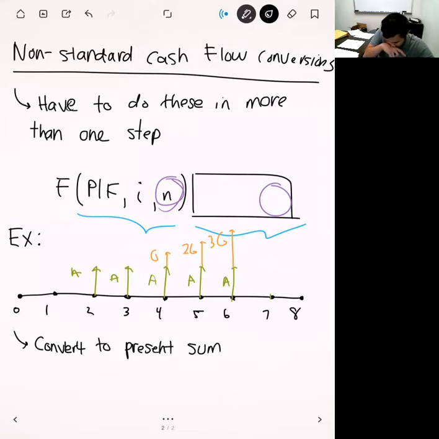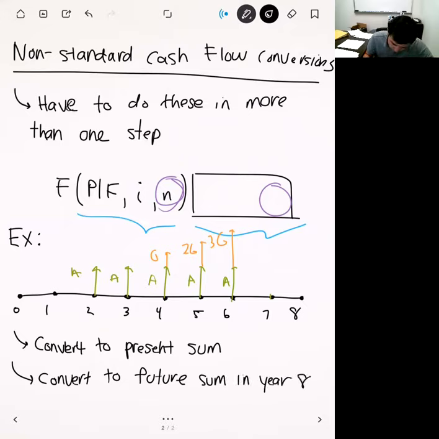Okay. And do that for both the uniform series and the arithmetic gradient. And then from there, I'll show you the step-by-step process on how to convert this to a future sum. And in particular, I'm going to show you how to convert these to a future sum in year 8. Okay. All right, so let's work on the present sum first.